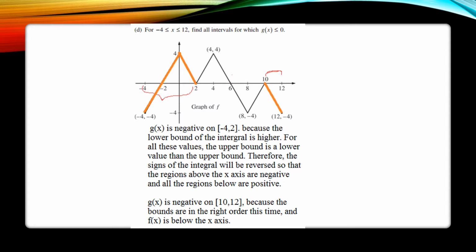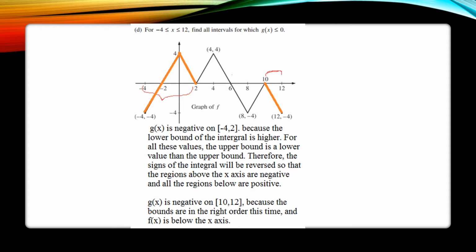We need to find where g is negative. This sounds like an easy task, but it's trickier than it seems. Remember that when x is less than 2 in g of x, our upper boundary will be a smaller value than the lower boundary. When this happens, we need to switch the boundaries to get an accurate value. But when you do that, you need to put a negative out in front of the integral. Remember that switching the boundaries means putting a negative out in front.